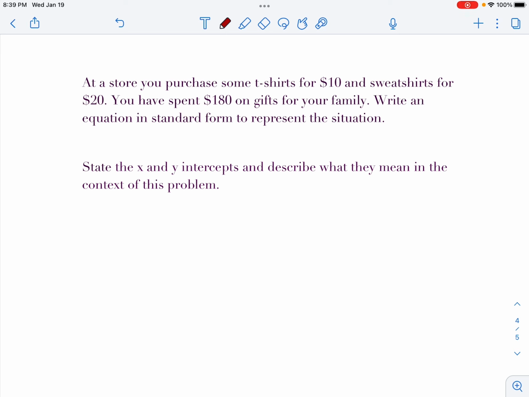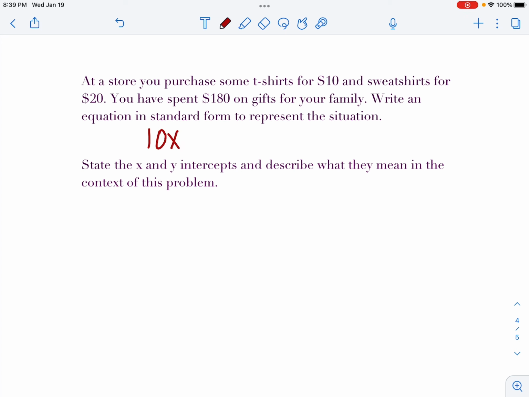Lastly, we have a story that will have an equation that follows the standard form. At a store, you purchase some t-shirts for $10 and some sweatshirts for $20. You have spent $180 on gifts for your family. We are asked to write an equation to represent this situation in standard form. Since the t-shirts are each $10, we are going to take the number of t-shirts times $10, plus we are also going to purchase sweatshirts. These sweatshirts are $20 each, so we're going to take $20 times the number of sweatshirts, and I have a total of $180 to spend on these gifts, so I'm going to set my expression equal to 180.